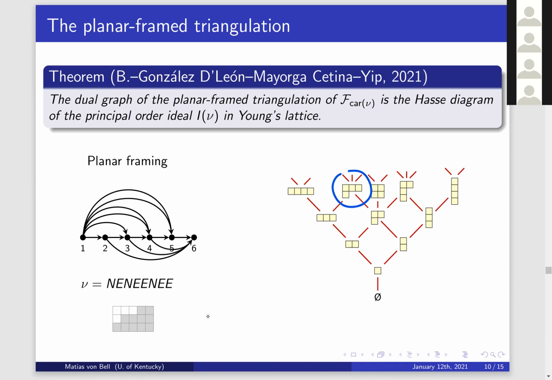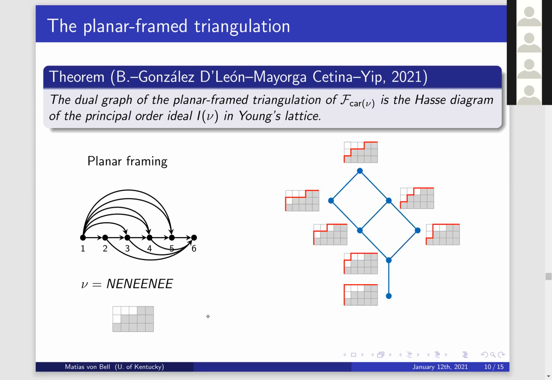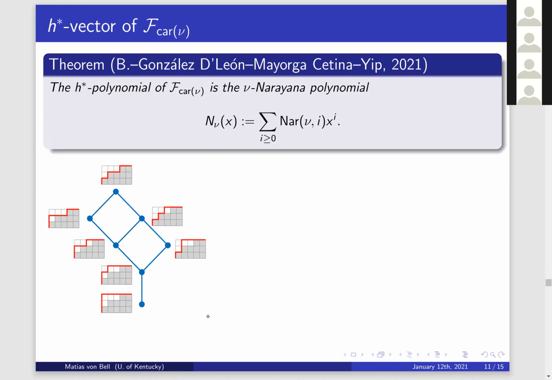So if you go to your Hasse diagram in Young's lattice and find that corresponding partition, then the downset or principal order ideal gives you the dual graph. So that was one particular framing. And using this framing, you can compute the H star polynomial of this Nu Caracal flow polytope. And that is the Nu Narayana polynomial.